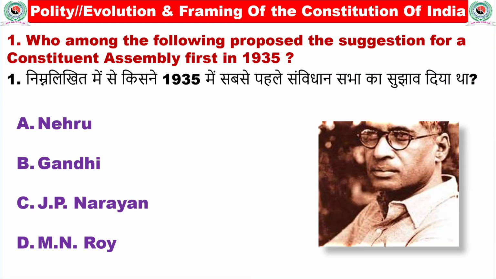Question number 1. Who among the following proposed the suggestion for a constituent assembly passed in 1935? The correct answer is option D. M.N. Roy.